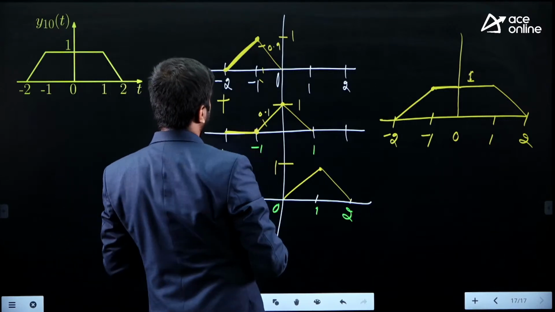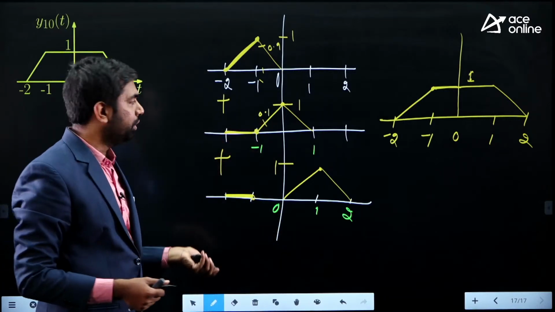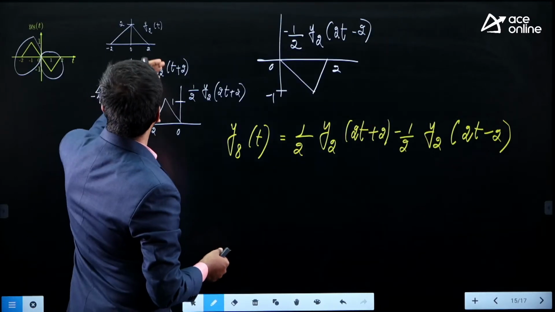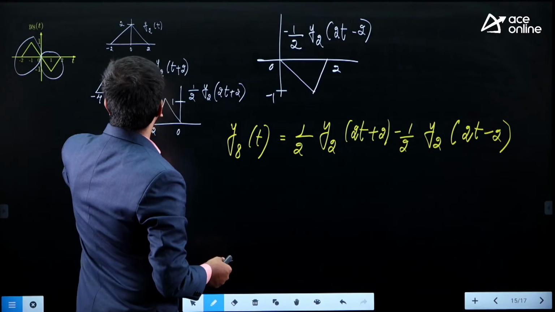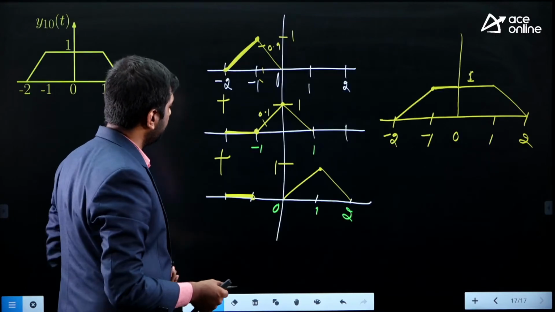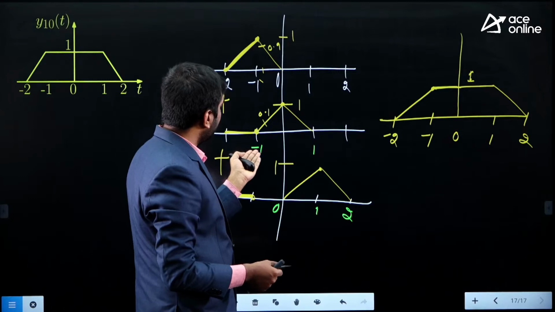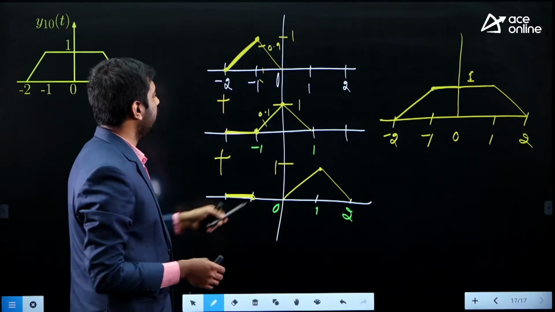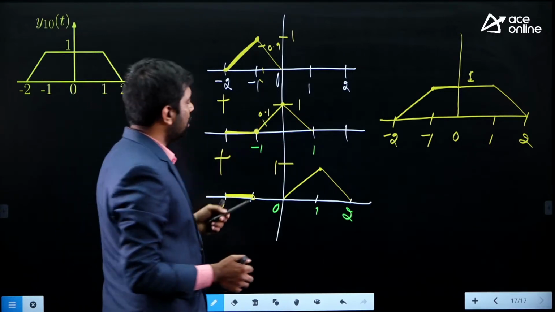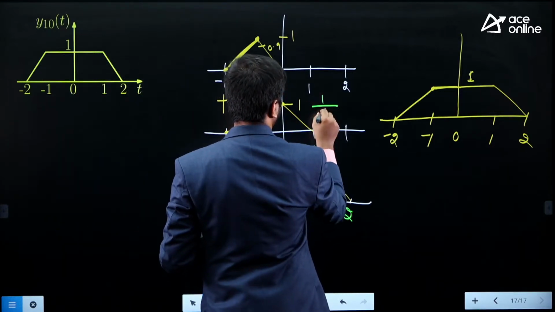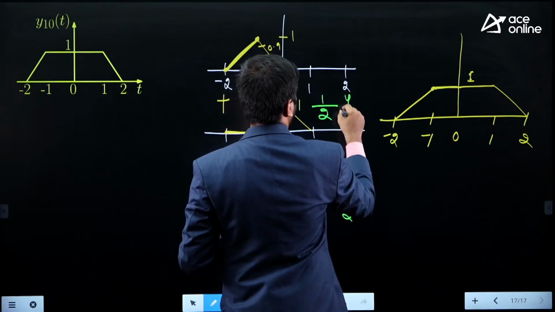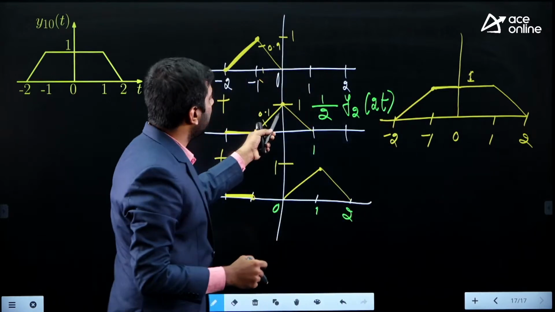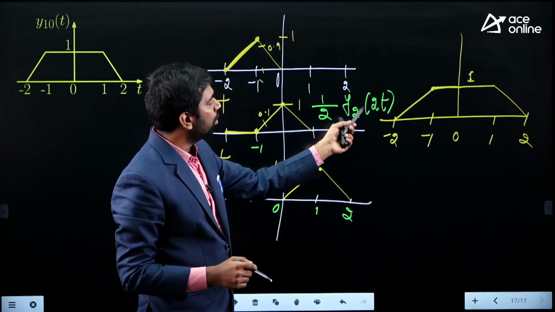Now earlier there was y2 of t. Let's see what y2 of t was. Y2 of t was something like -2 to 2, with amplitude level 2. But here it is from only -1 to 1. So you have to compress it, and you also have to take care of the amplitude. I'll write the result here. This particular part is 1 by 2 y2 of 2t.